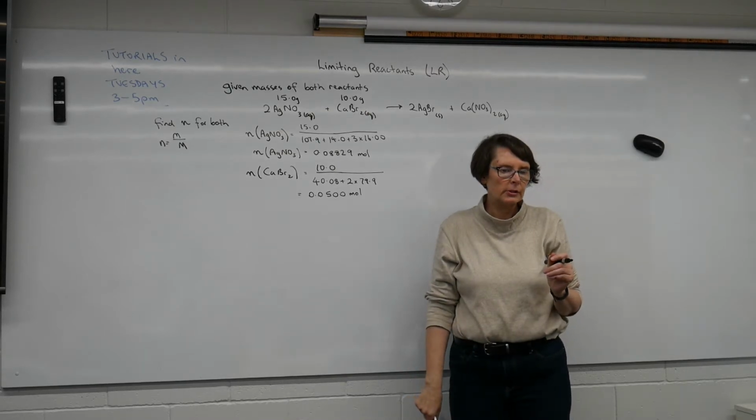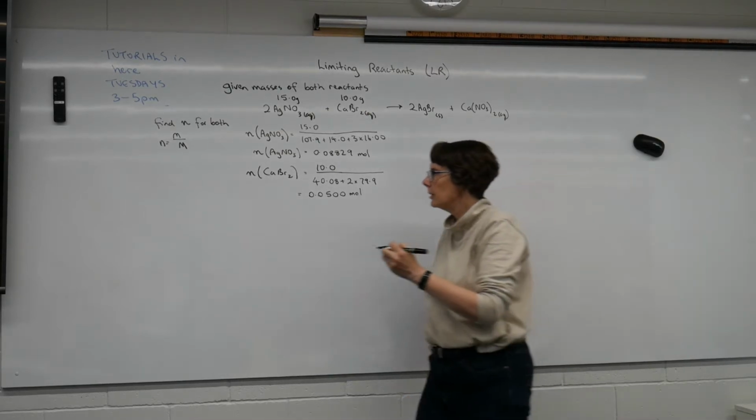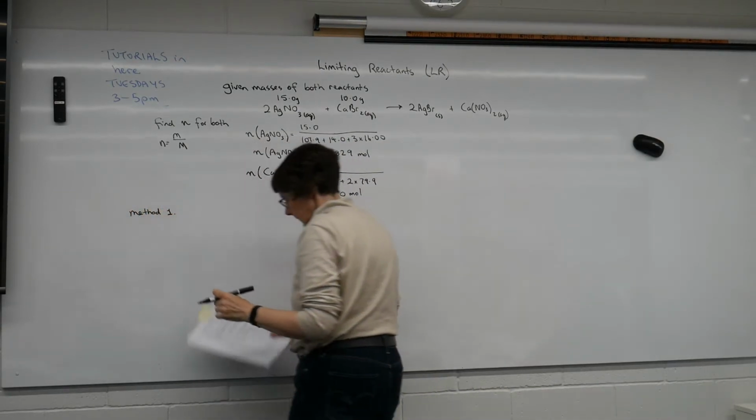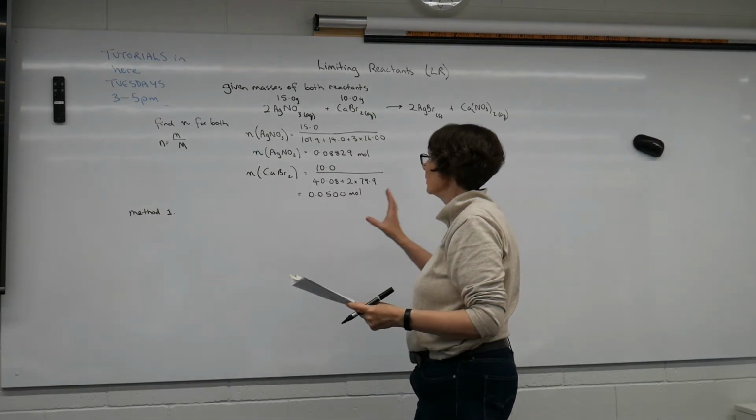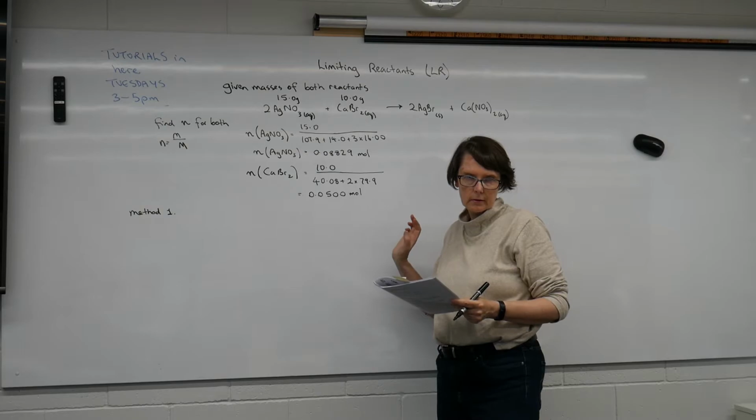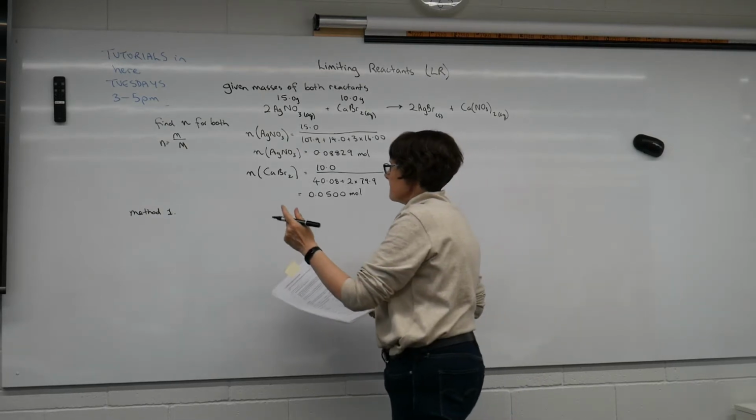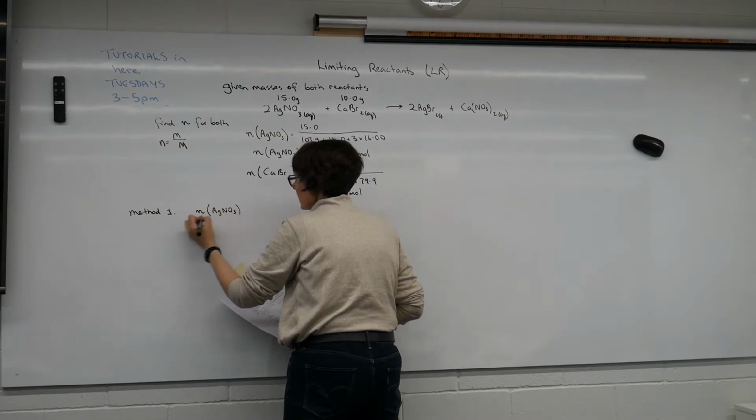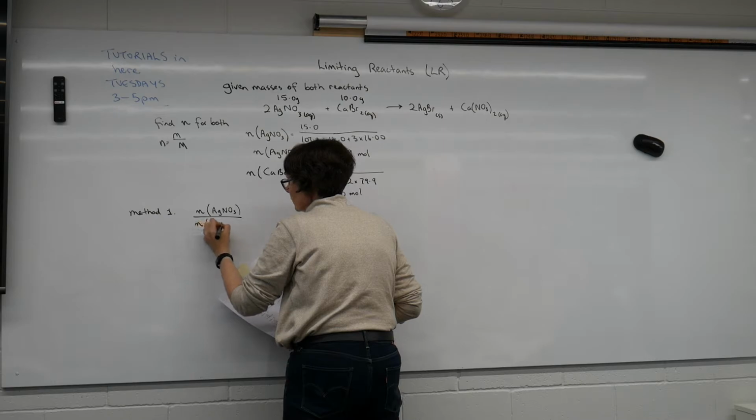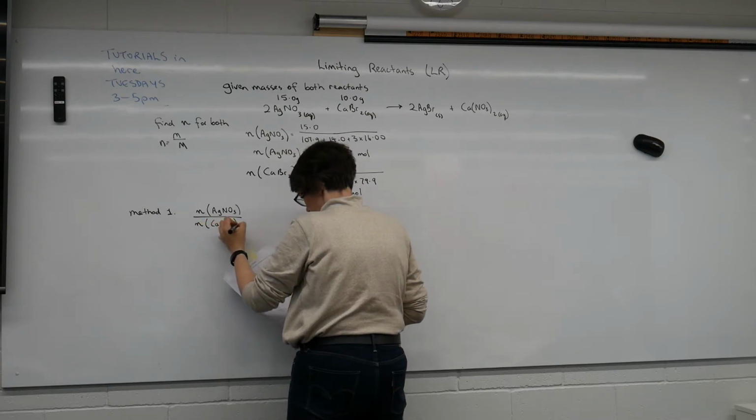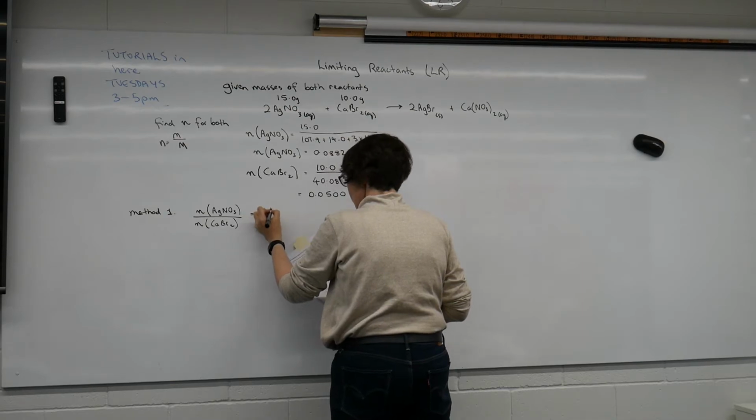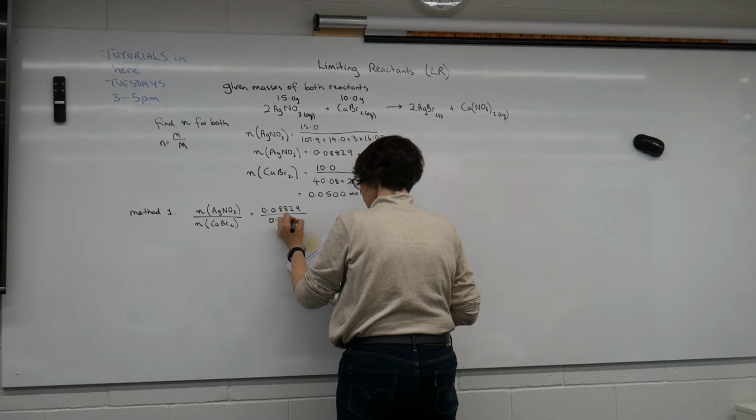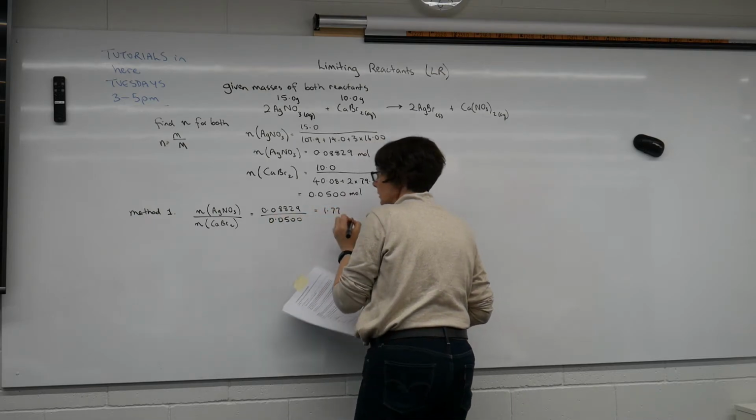Now there's two ways to proceed from here. So this I'll call method one. We're going to need to pick one of our reactants to go on top. So my moles of silver nitrate divided by my moles of calcium bromide is equal to 0.08829 divided by 0.0500, which gives me 1.77.